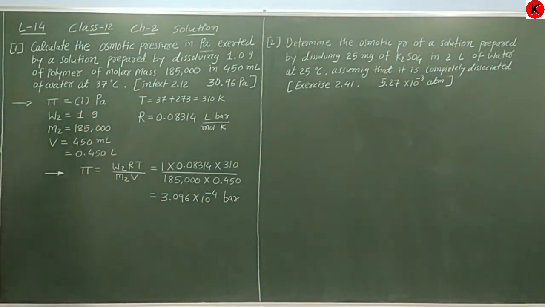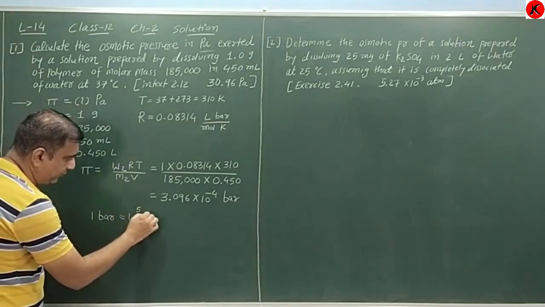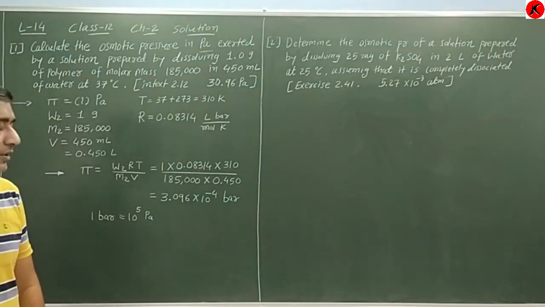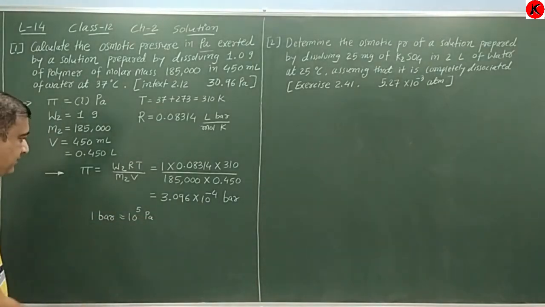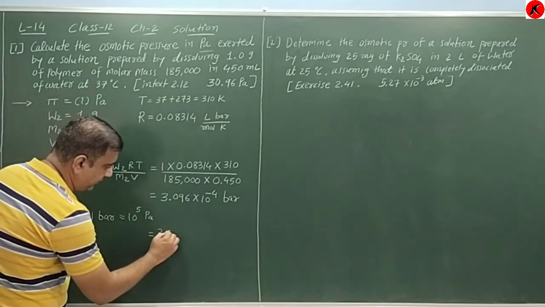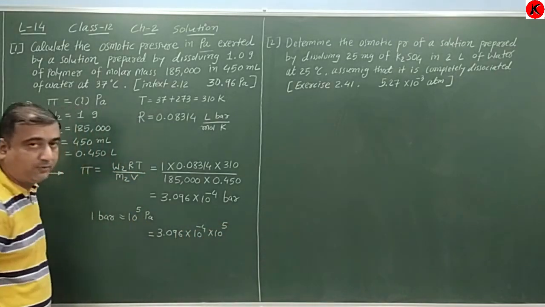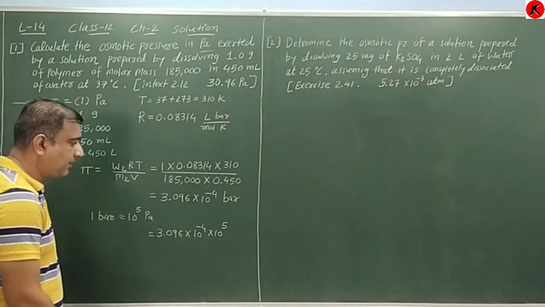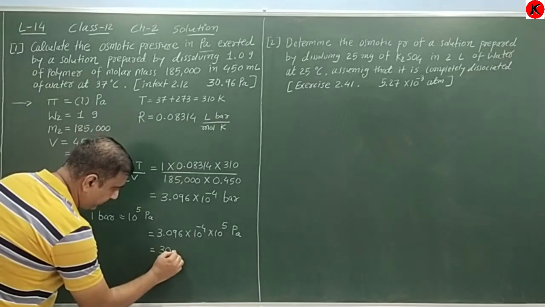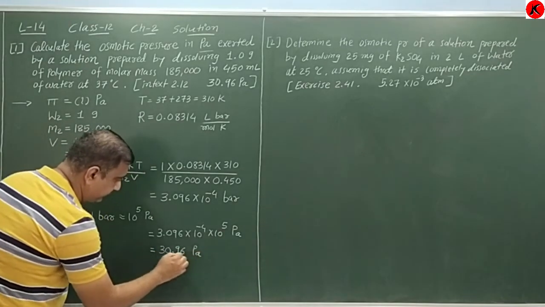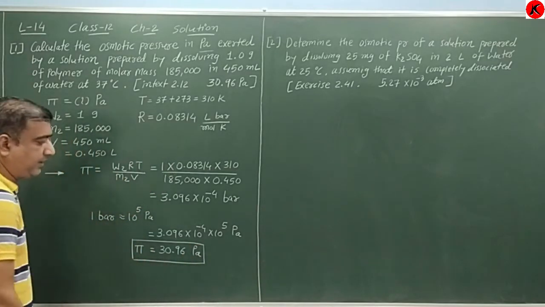We have to calculate in Pascal unit. So we know 1 bar equal to approximately 10 power 5 Pascal. Exactly 1.0132 into 10 power 5, but we can use approximate 10 power 5 Pascal. That means 3.096 into 10 power minus 4 multiplied by 10 power 5, because 1 bar equal to 10 power 5 Pascal. So this will be the answer in Pascal. Simplify, then the answer will be 30.96 Pascal. That means osmotic pressure is 30.96 Pascal.